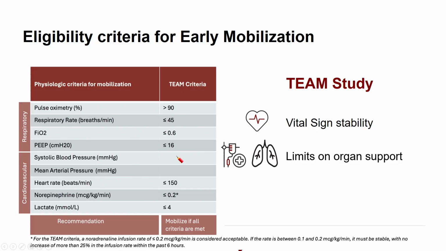So they said that patients could get mobilized if the ventilator was set to 16 of PEEP or less. You could also get mobilized if your norepinephrine dosing was 0.2 or less. And finally, they also included biochemical testing with a lactate. So if the lactate was 4 or less, the patient could initiate therapy.